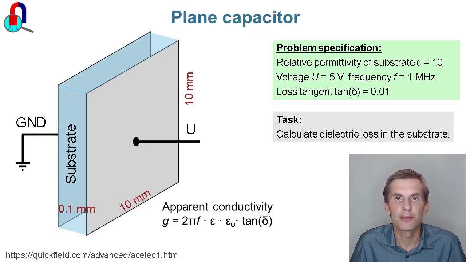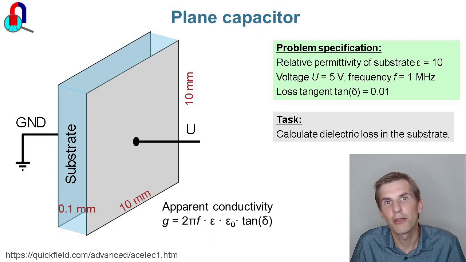Plane capacitor. In this example, we're going to simulate the plane capacitor with the non-ideal dielectric media between the plates. Non-ideal means that there are losses in the dielectric at the alternating field. And the alternating voltage source is indeed connected to the capacitor terminals. Our task is to find the losses.